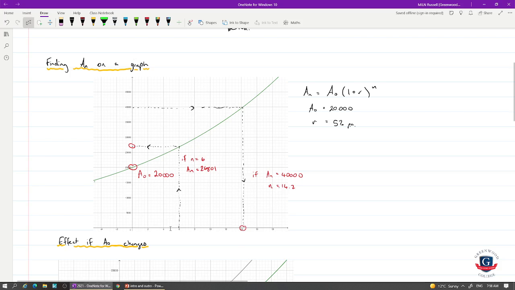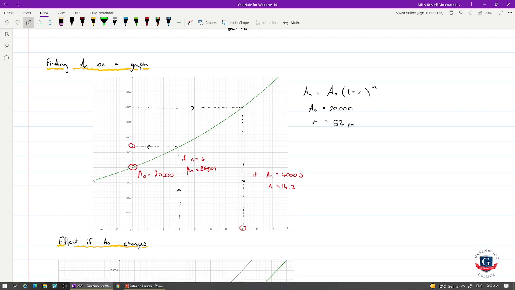In the same way, if we wanted to know how much we owed when time was equal to 6 years, we could start at 6, go up to the curve, go across to the vertical axis, and it would tell us about $26,000. In this case, if we stuck it into the formula, it'd be 26,801. So there's a starting point.